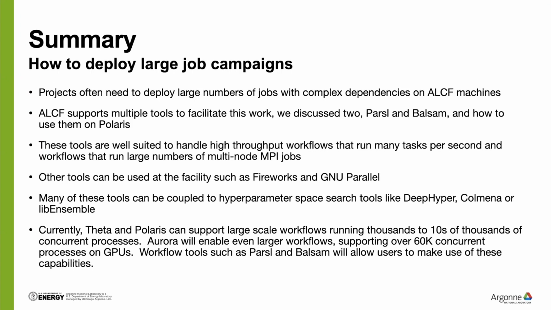So in summary, what we covered in this webinar is how to deploy large job campaigns on our machines. We talked about the things you need to think about when you have a large collection of jobs. And we talked about the 2 tools that we commonly use here at the facility, Parcel and Balsam, to accomplish this. We talked about tools that are well suited to run high throughput workflows of small single node tasks, but also tools that can run large numbers of multi-node MPI jobs.